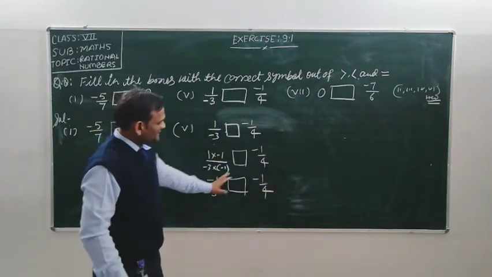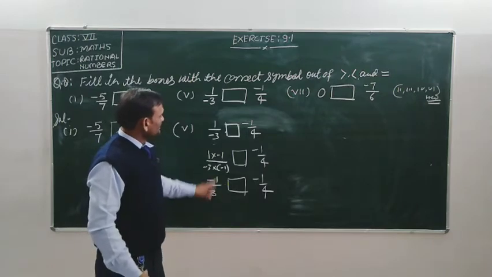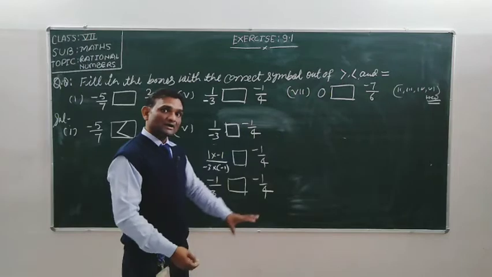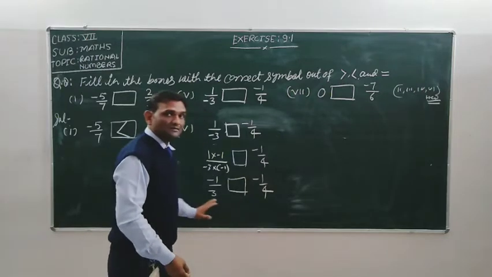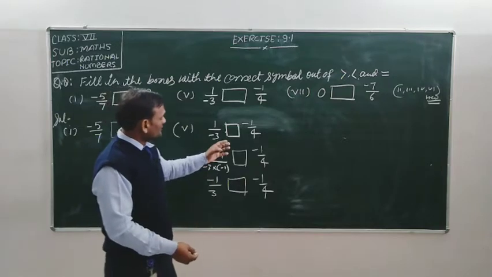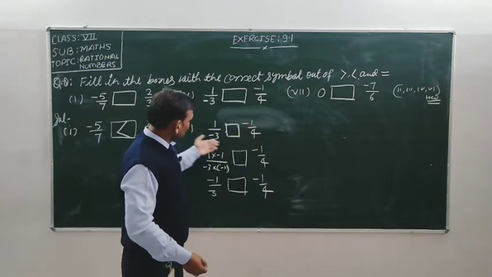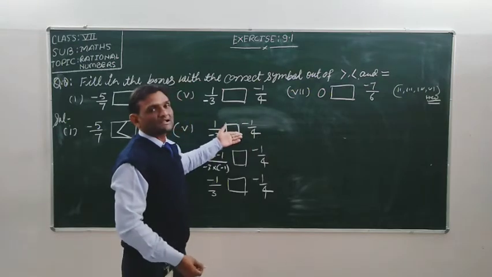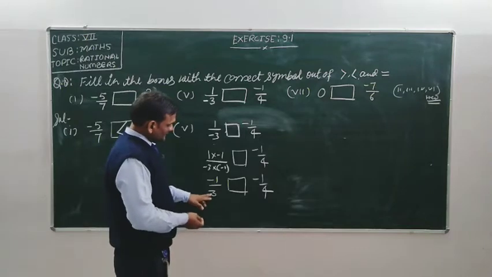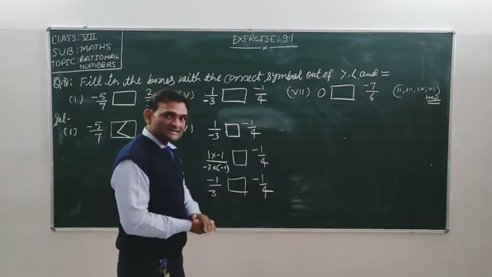Now student, compare here. This is equal to this rational number and this is equal to this rational number. If you are able to tell in these two rational numbers which is greater and which is smaller, it means you are able to tell in these rational numbers which is greater or which is smaller. So student, denominators are not same.